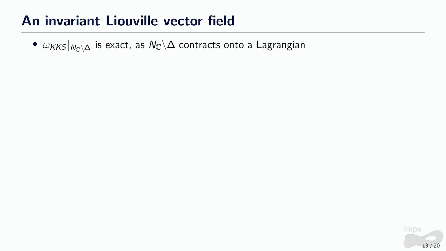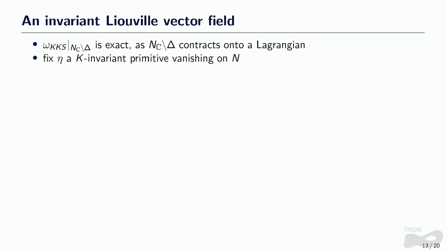This invariant Liouville vector field is actually not too hard to find, because we do know that the symplectic form on the Hermitian symmetric space with this antipodal set removed is exact. Because I showed you it's diffeomorphic to the tangent bundle, so we can contract the complement onto a Lagrangian, which means if we integrate our symplectic form over any closed submanifold contained in the complement of this divisor, we can homotope it onto the Lagrangian where the symplectic form vanishes. So the symplectic form evaluated on any cycle vanishes, which means it's exact.